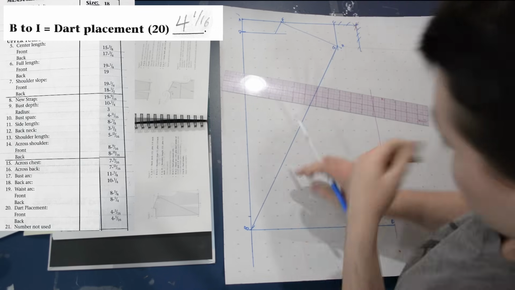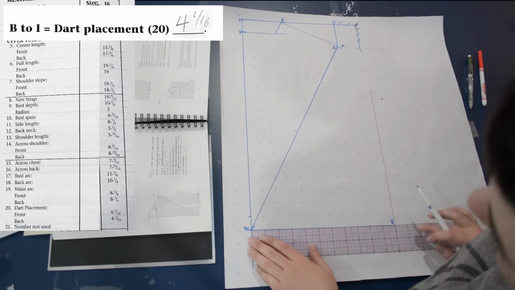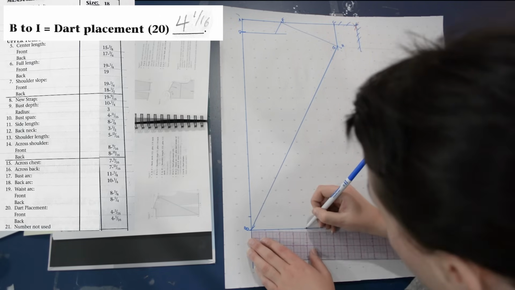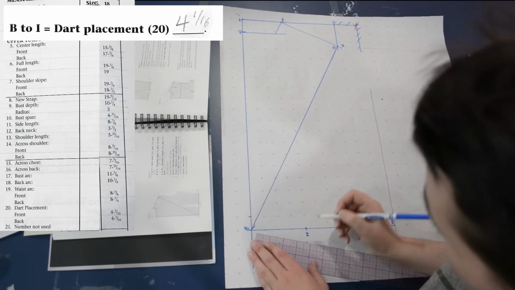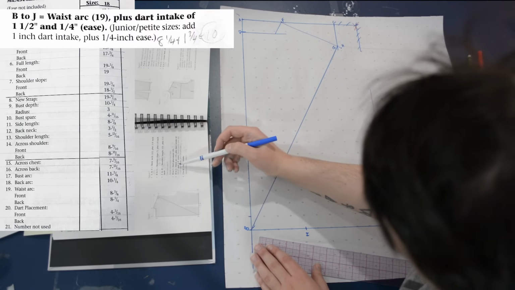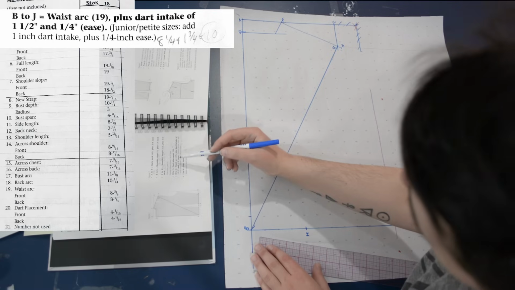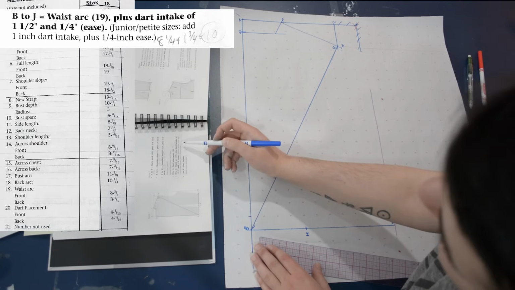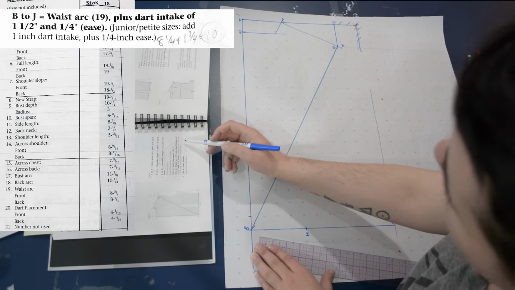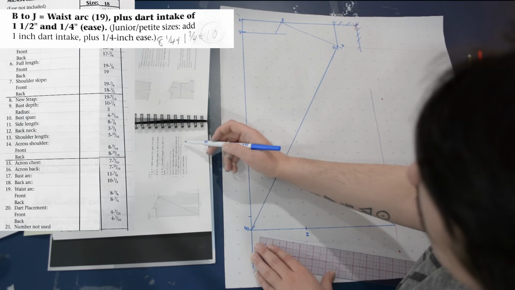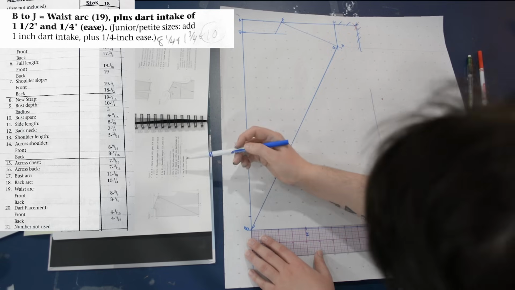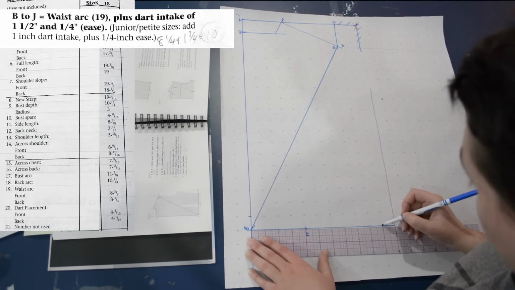B to I. Okay, we're going to do the dart now, down along the waist. B to I is the dart placement, which again from my chart is 4 and 1/16. So 4 and 1/16 is right here. So this is point I. B to J is waist arc plus dart intake of 1 3/4 inch. That's just a standardized dart intake, honestly. It may be different for you because people are not as standardized. So that is supposed to be for me 8 1/4 plus another 1 3/4 for 10 inches. So this should be 10 inches to J, which is right here.